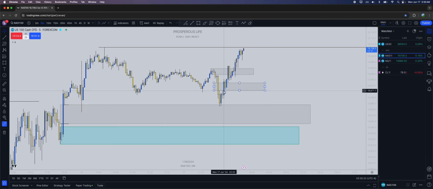But when price goes above, your gap's done. But if you do the opposite, when price comes back into it and then trade off that, you can still go ahead and reap the benefits of it.